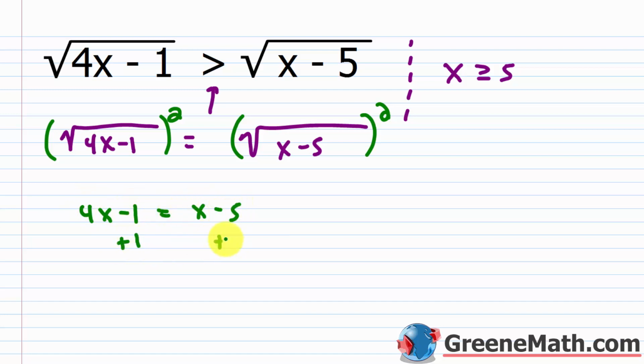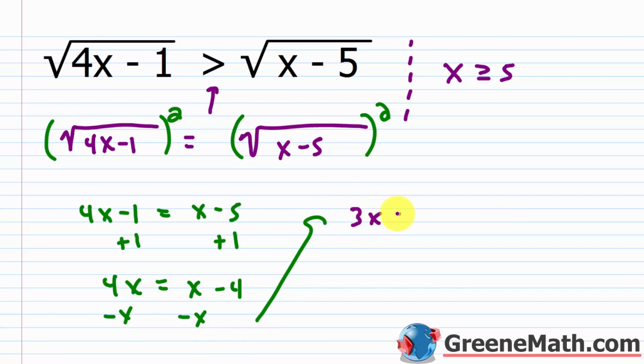Let's add 1 to both sides of the equation. You'll get that 4x is equal to x. And then negative 5 plus 1 is going to be negative 4. Let's subtract x away from each side of the equation. We'd end up with 3x is equal to negative 4. Divide both sides of the equation by 3. You get x is equal to negative 4/3.